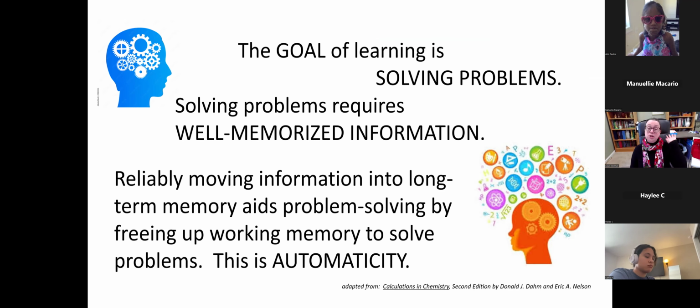If we can get information into our long-term memory, that's going to help our problem solving. If you think of your brain kind of like a computer, you've got that working memory. And if your brain is working real hard just to try to remember that C is the symbol for carbon, that's taking up space that you could be using to solve the problem. So we want that information, C means carbon, to be automatic. That's what we're working on developing when we say, these are the things you need to memorize.